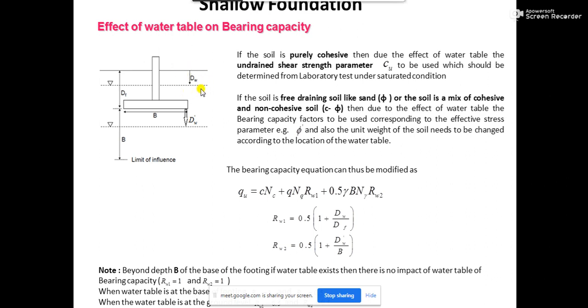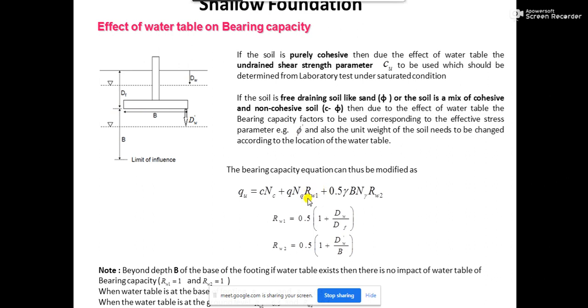This value of dW now will be equal to dF, and thus if we put dF in place of dW, then dF by dF is going to give you 1. So 1 plus 1 will be equal to 2. 2 multiplied by 0.5 is going to give you 1. So you see, when the water table has just reached the base of the footing, your Rw1 value will be equal to 1.